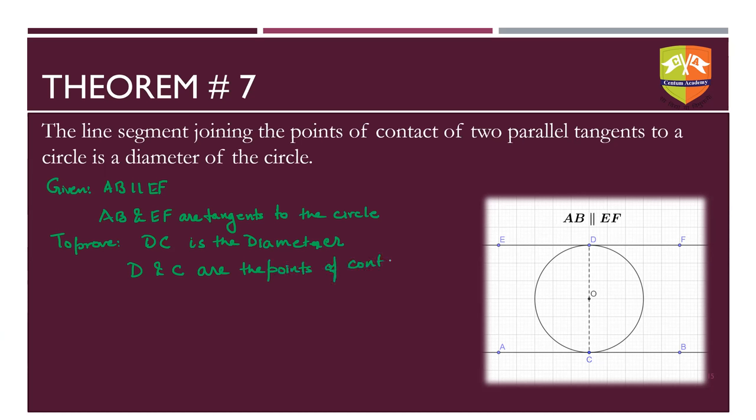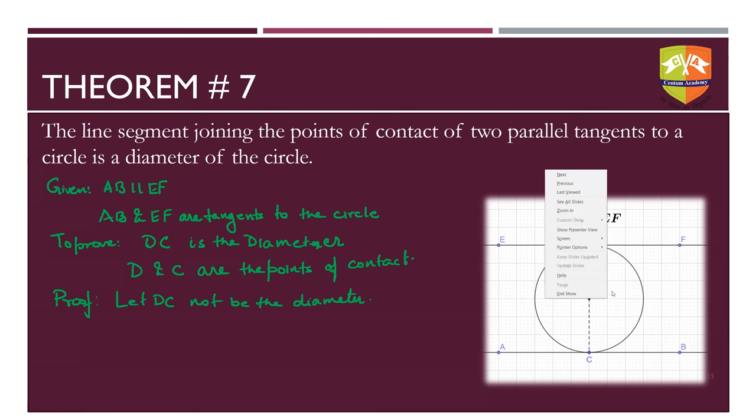Very good. So what will you say? You will start with saying, let it be not, right? So you'll start with the proof. You will say, let DC not be the diameter. So that means you must have another center somewhere. Let us say this is the center, some exaggerated view, but let's say this is the center, O dash. So let O dash be the center.